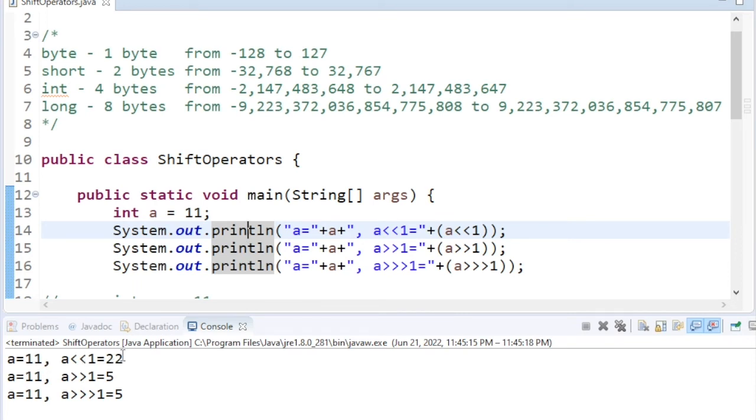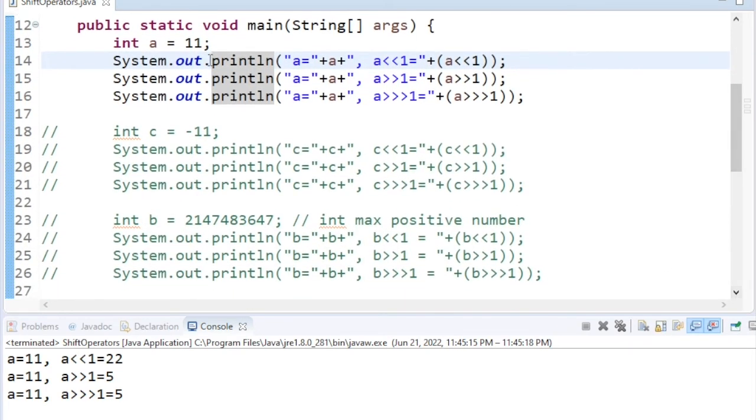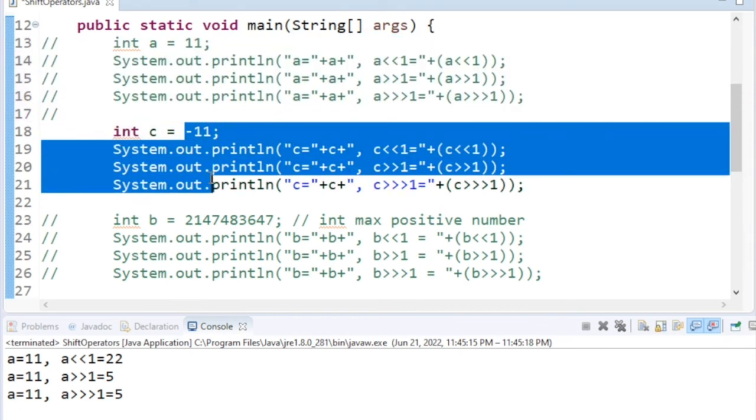When we are shifting on the left side by 1 bit, it is double, 22, on the right side 5, and unsigned right shift, then also it is 5, because for a positive number it's not going to change, it's only going to change for negative numbers. Okay, let's comment this out, let's uncomment this.